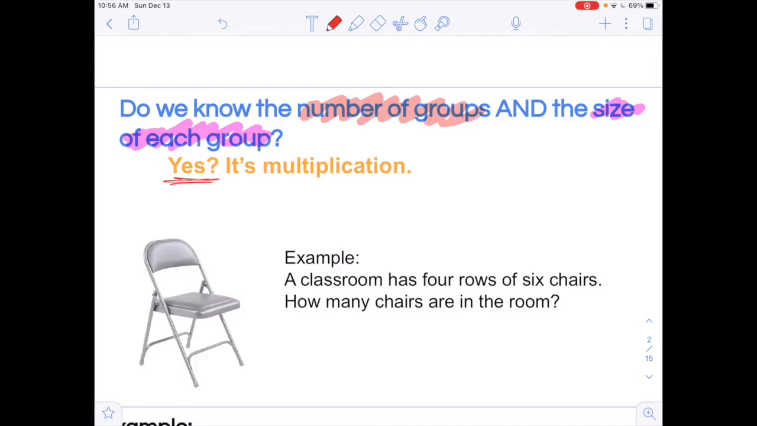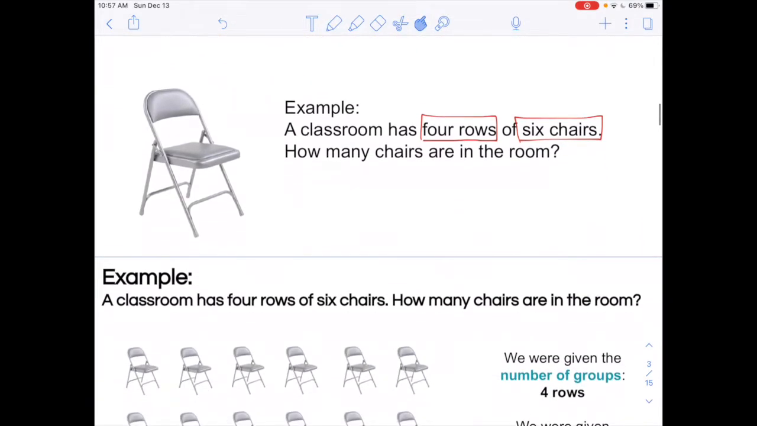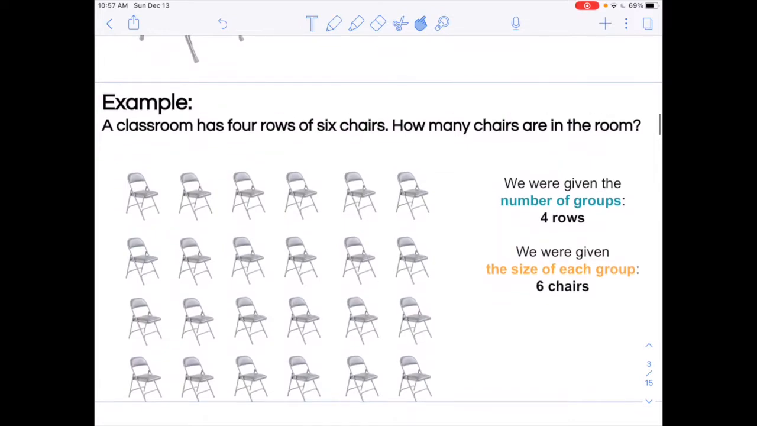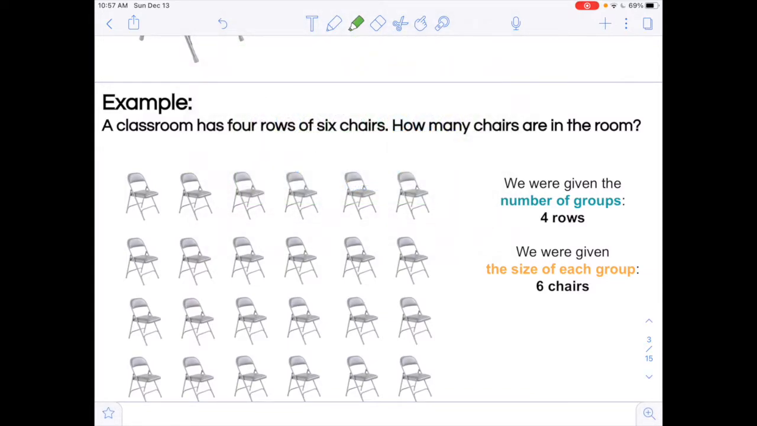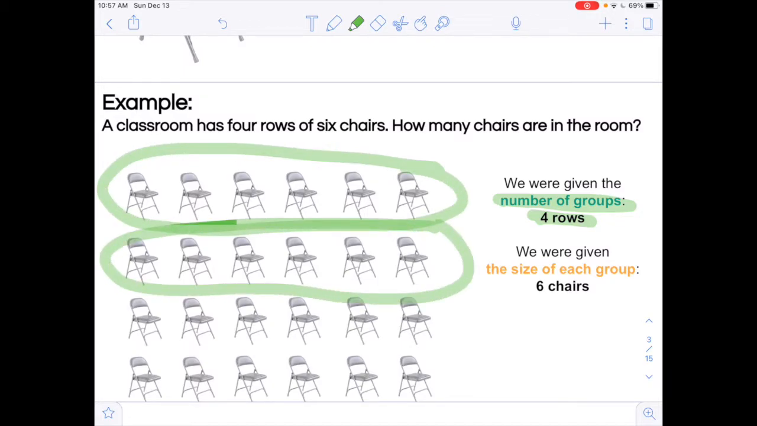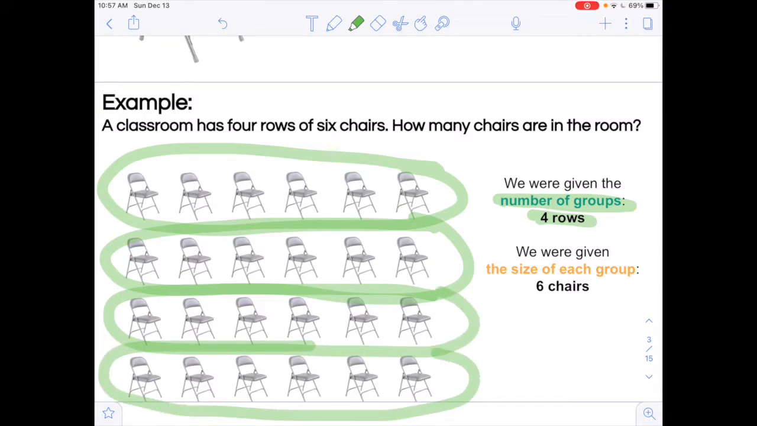So here's a non-6th grade example. A classroom has 4 rows of 6 chairs. How many chairs are in the classroom? This is a multiplication problem because we were given 2 numbers, but specifically the numbers tell us 4 rows is the number of groups, right? So here are my groups. I'm going to circle them. First group, second group, third group, fourth group. They told us how many groups. In this case, the groups are called rows.